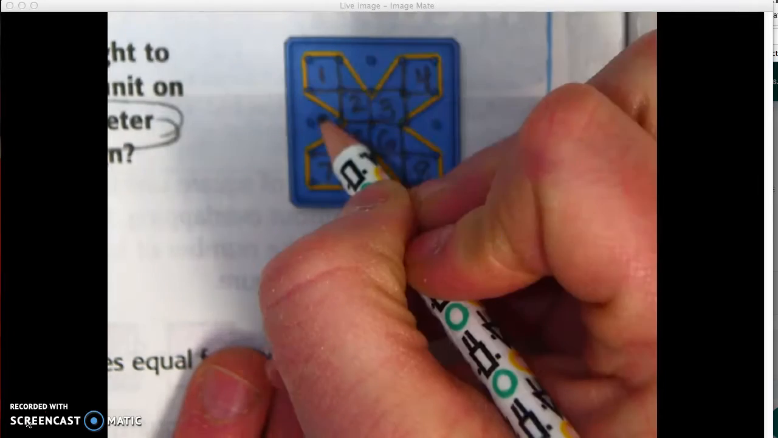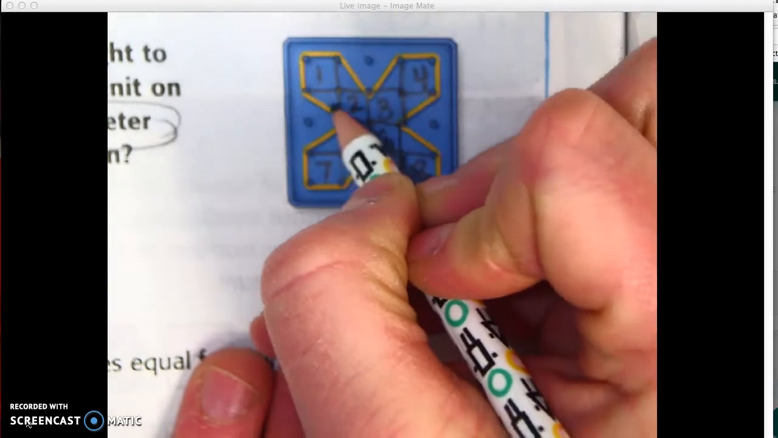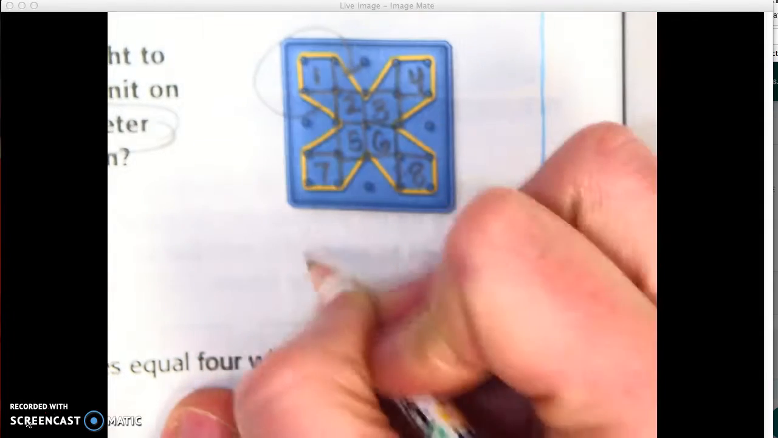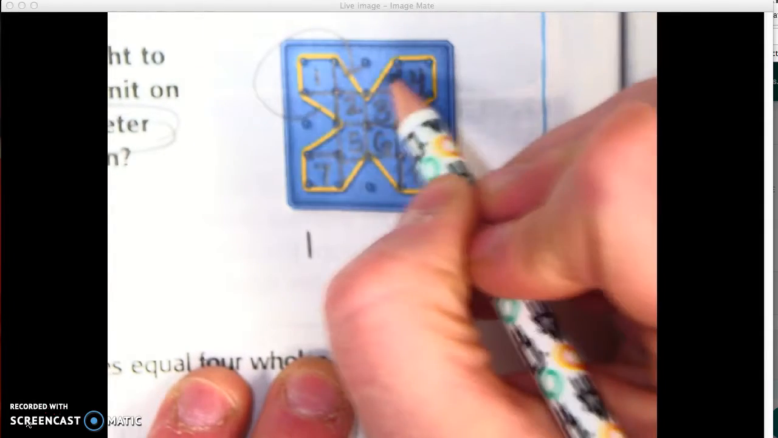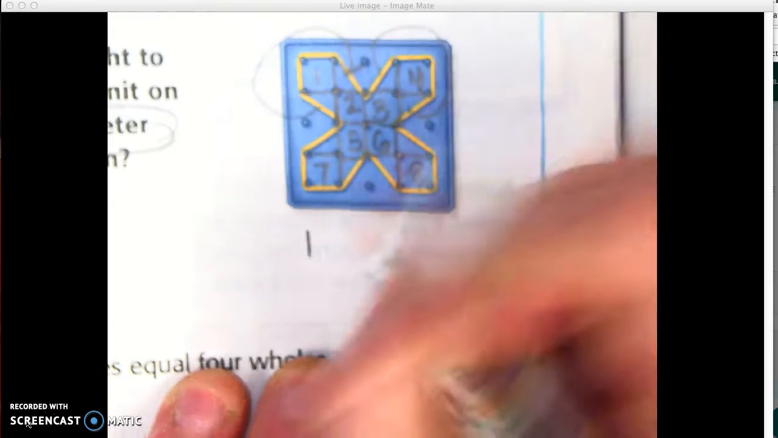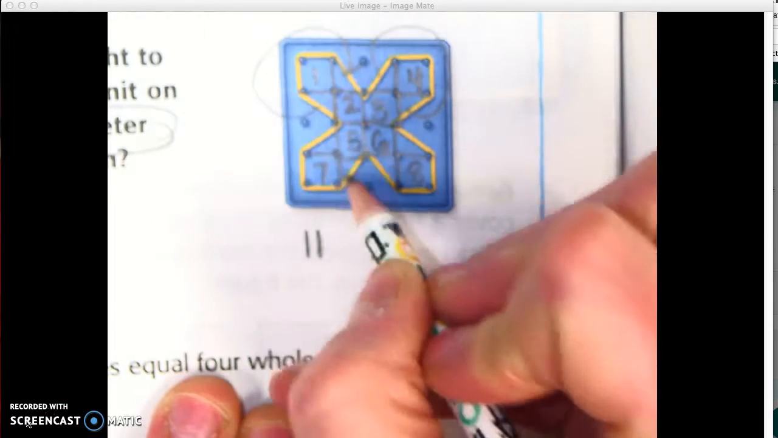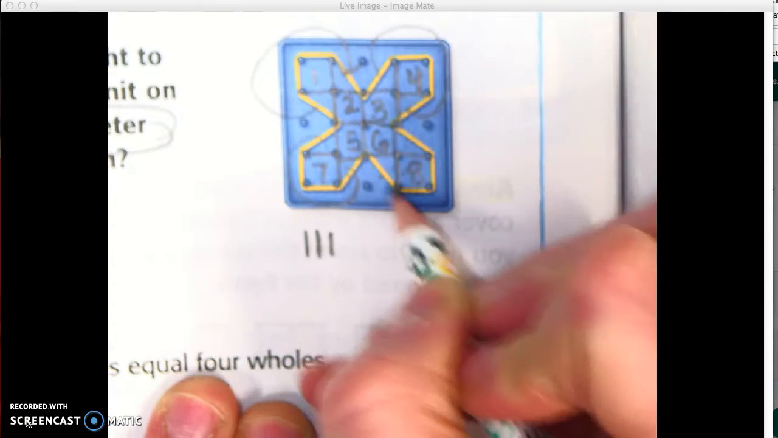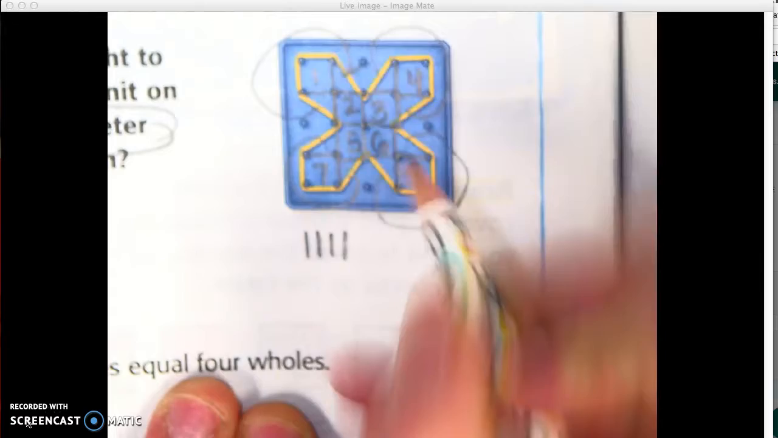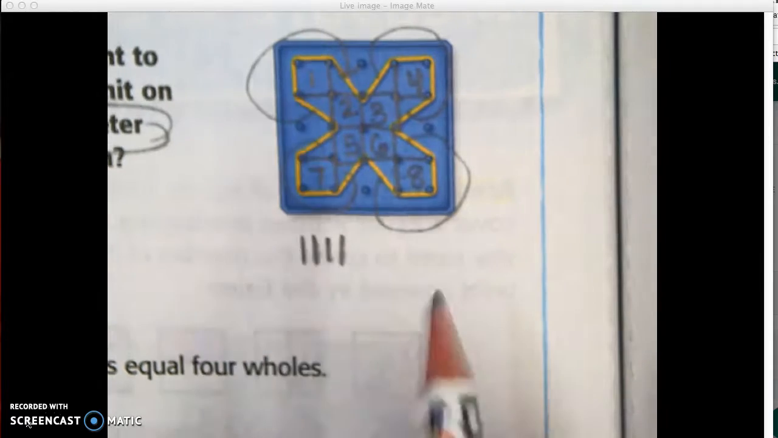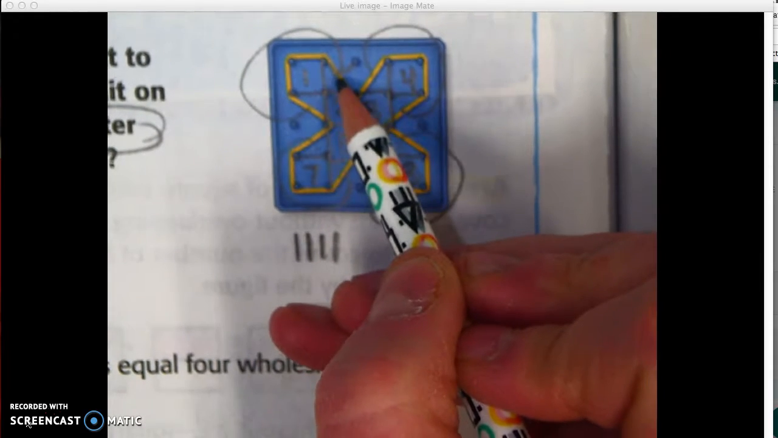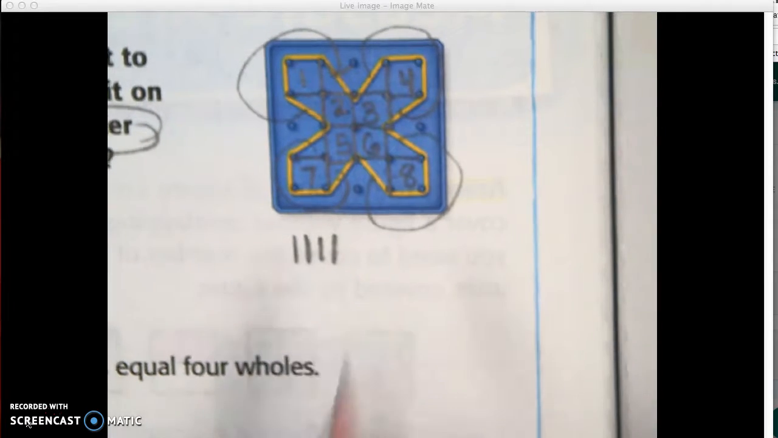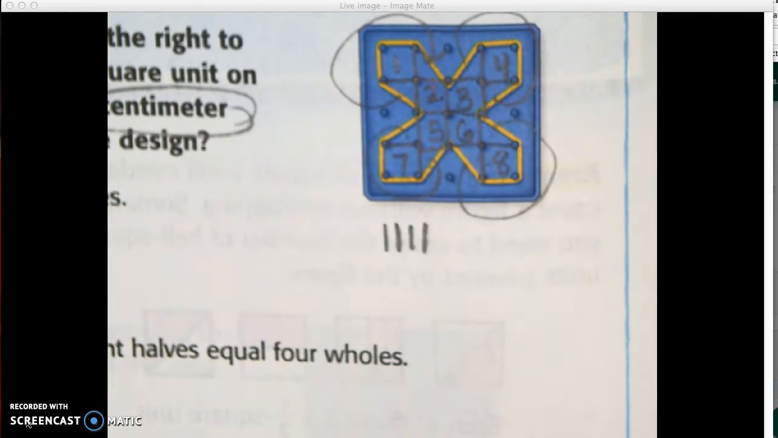So I like to draw arrows to match them up. So here's a half and here's a half. I'm going to draw an arrow. That's 1, and I'll just make a tally. Here's a half and here's a half. That's another. Here's a half and here's a half. That's a third. And here's a half and here's a half. That's a fourth. So I had 8 halves, and when I combined them together, they made 4 whole pieces.